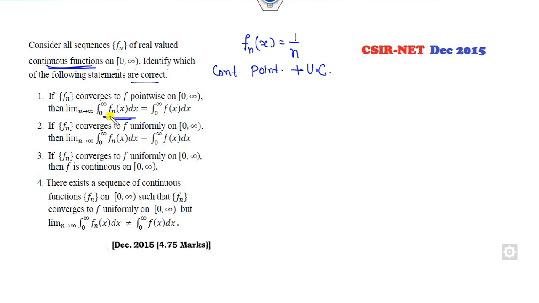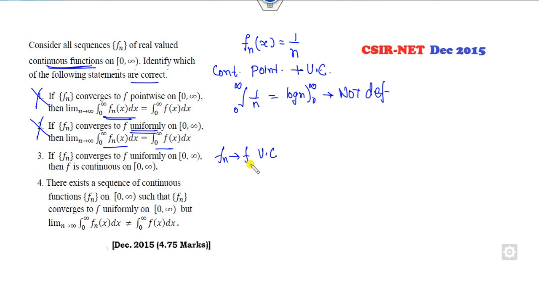But you can see, instead of this, what is the limit of this? 1 by n, which is log of n, so which is not defined. So the first option is cancelled out. It is also uniformly convergent, but again this is not satisfied. The third option is similar: Fn converges to f uniformly, so f must be continuous, so this is correct. There exists a subsequence, so I can take this as my subsequence such that the limits of this are not equal, and this is a correct option. So C and D are my correct answers.